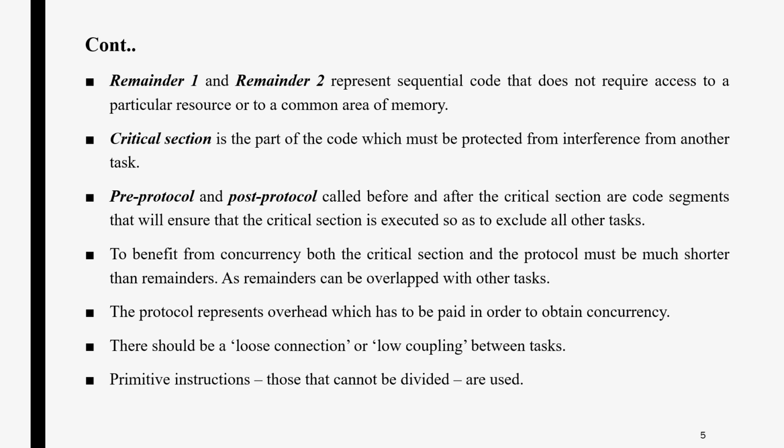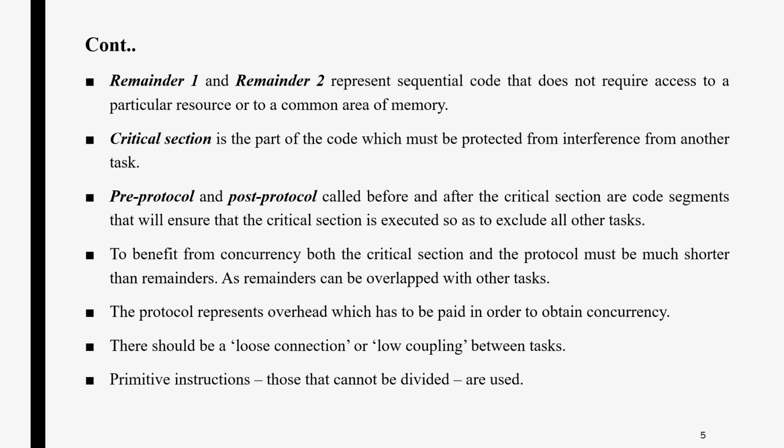The critical section is the part of the code which must be protected from interference from another task. The pre-protocol and post-protocol are executed before and after the critical section, and this code ensures that the critical section is executed exclusively with respect to all other tasks. What are the benefits of concurrency, the critical section and the protocol? The critical section must be shorter than the reminder, as a reminder can be overlapped with other tasks.